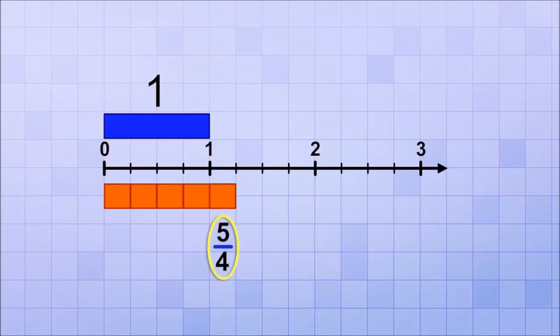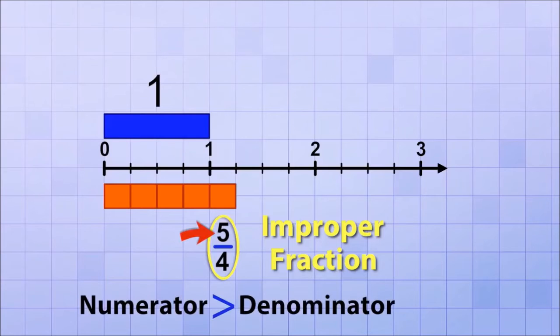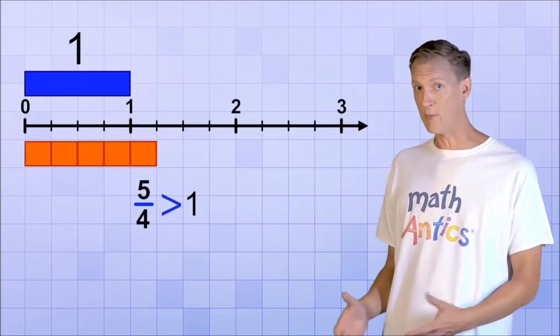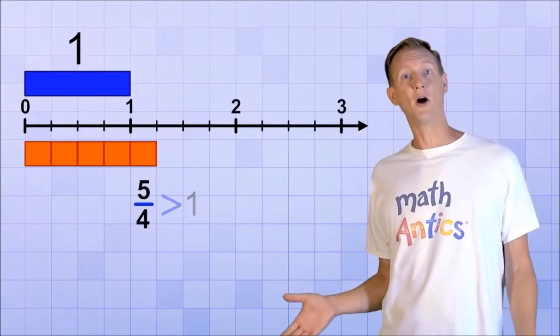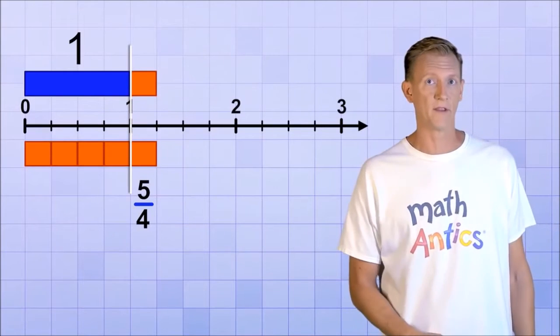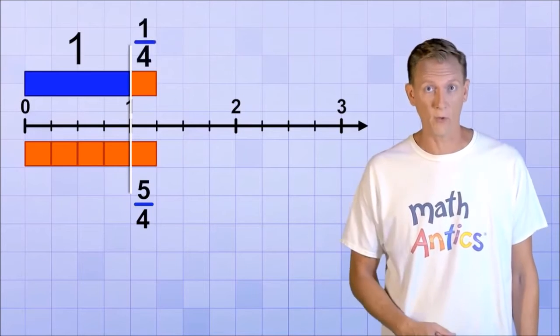5/4, or 5 over 4, is what we call an improper fraction, because the numerator, the top number, is greater than the denominator, the bottom number. That means its value is greater than 1. In this particular case, how much greater than 1 is it? Well, on the number line, we've gone past 1 by the fractional amount 1/4. So 5/4 turns out to be equivalent to 1 and 1/4.